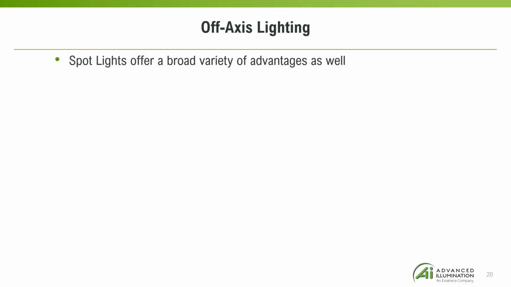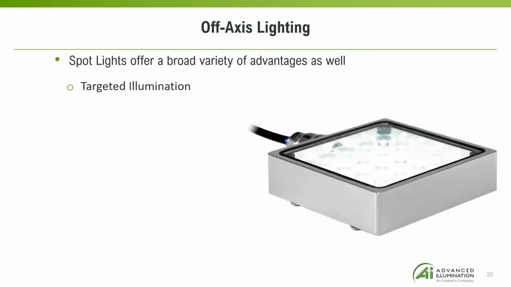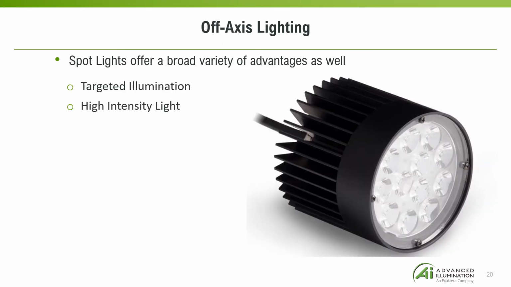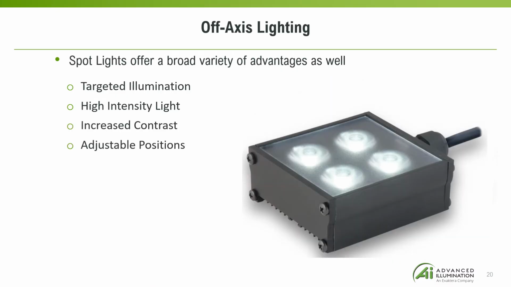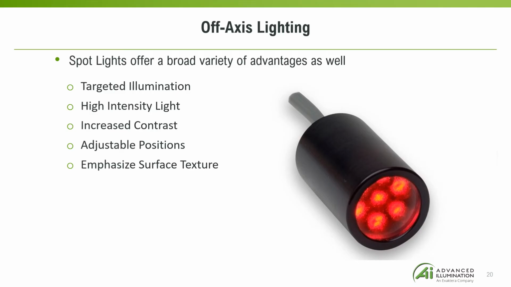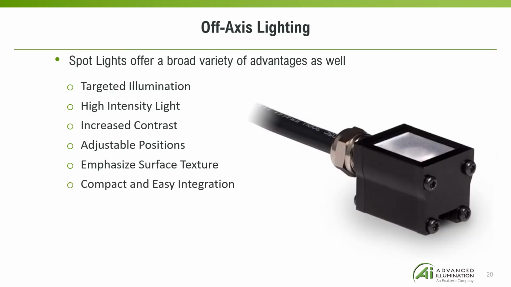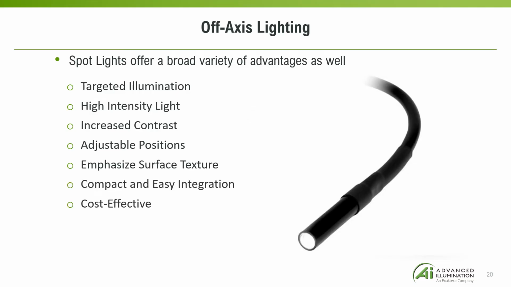While ring lights excel in broad, shadowless illumination, spotlights offer a different set of advantages in machine vision applications. They can offer us target illumination, be high-intensity light, provide us with increased contrast, allow for adjustable positions, and are good for emphasizing surface texture. They are compact and easy to integrate and can be cost-effective.